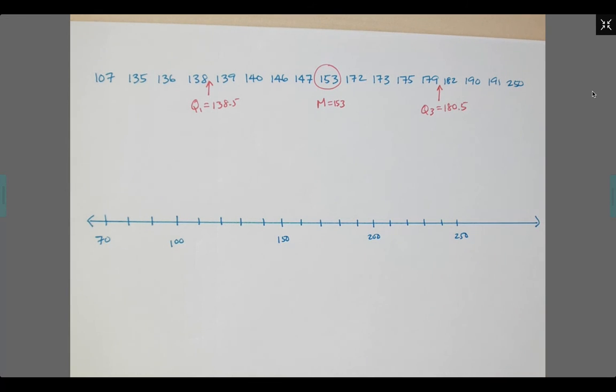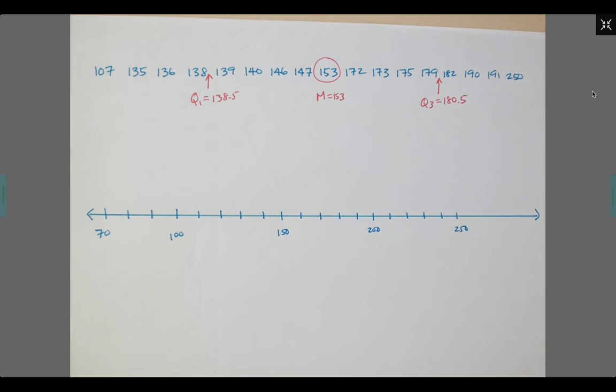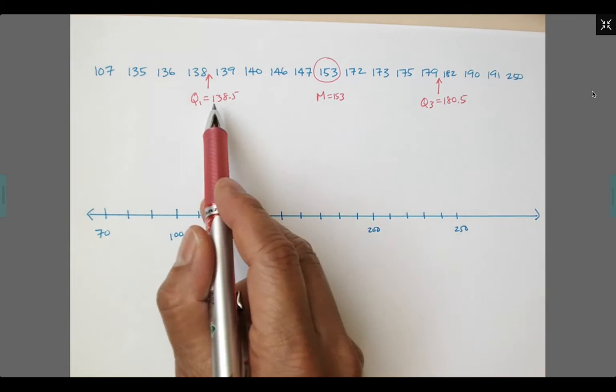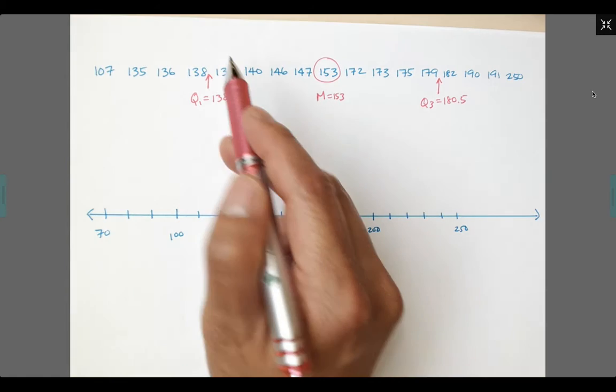Okay, and why? Because this is just a sketch. This is not to scale. This is not a perfect drawing. This is just a sketch of a box plot. Okay. All right, so Q1, Q3, and median actually make the box.